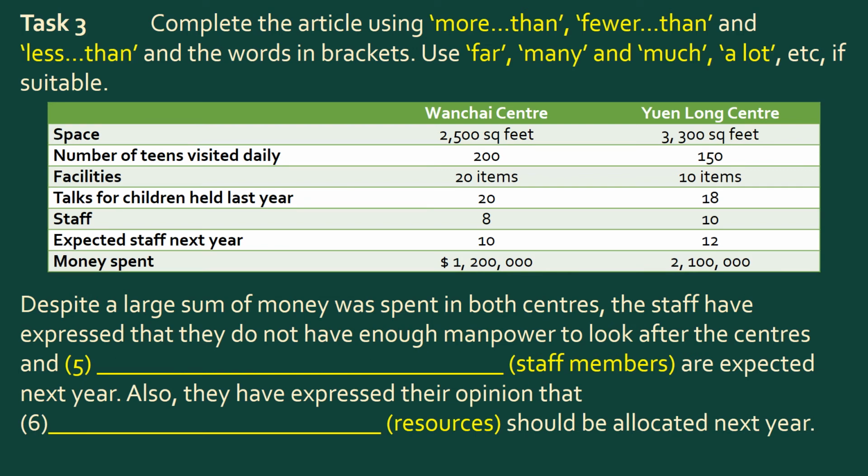Despite a large sum of money was spent in both centers, the staff have expressed that they do not have enough manpower to look after the centers, and number 5, staff members, are expected next year. Also, they have expressed their opinion that number 6, resources, should be allocated next year.